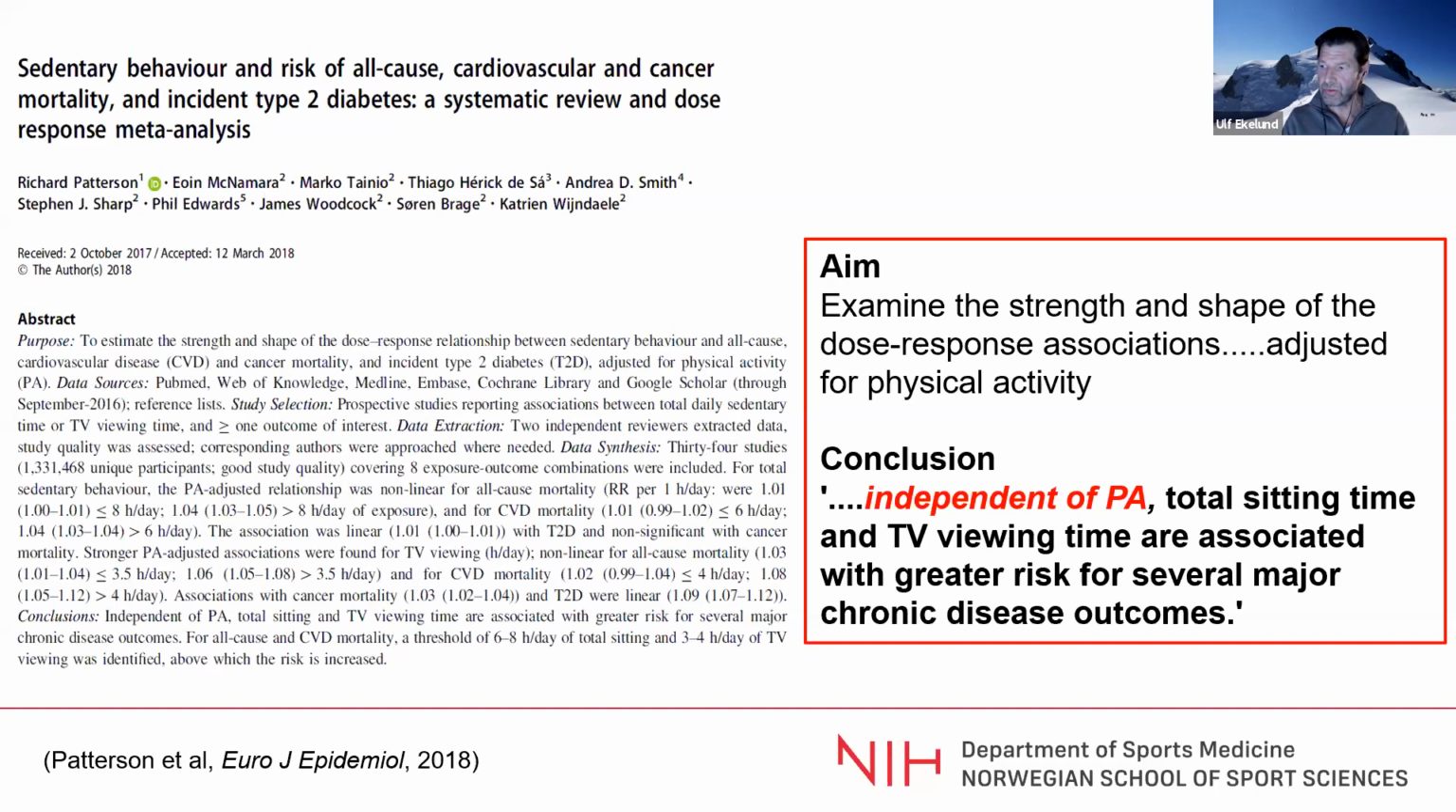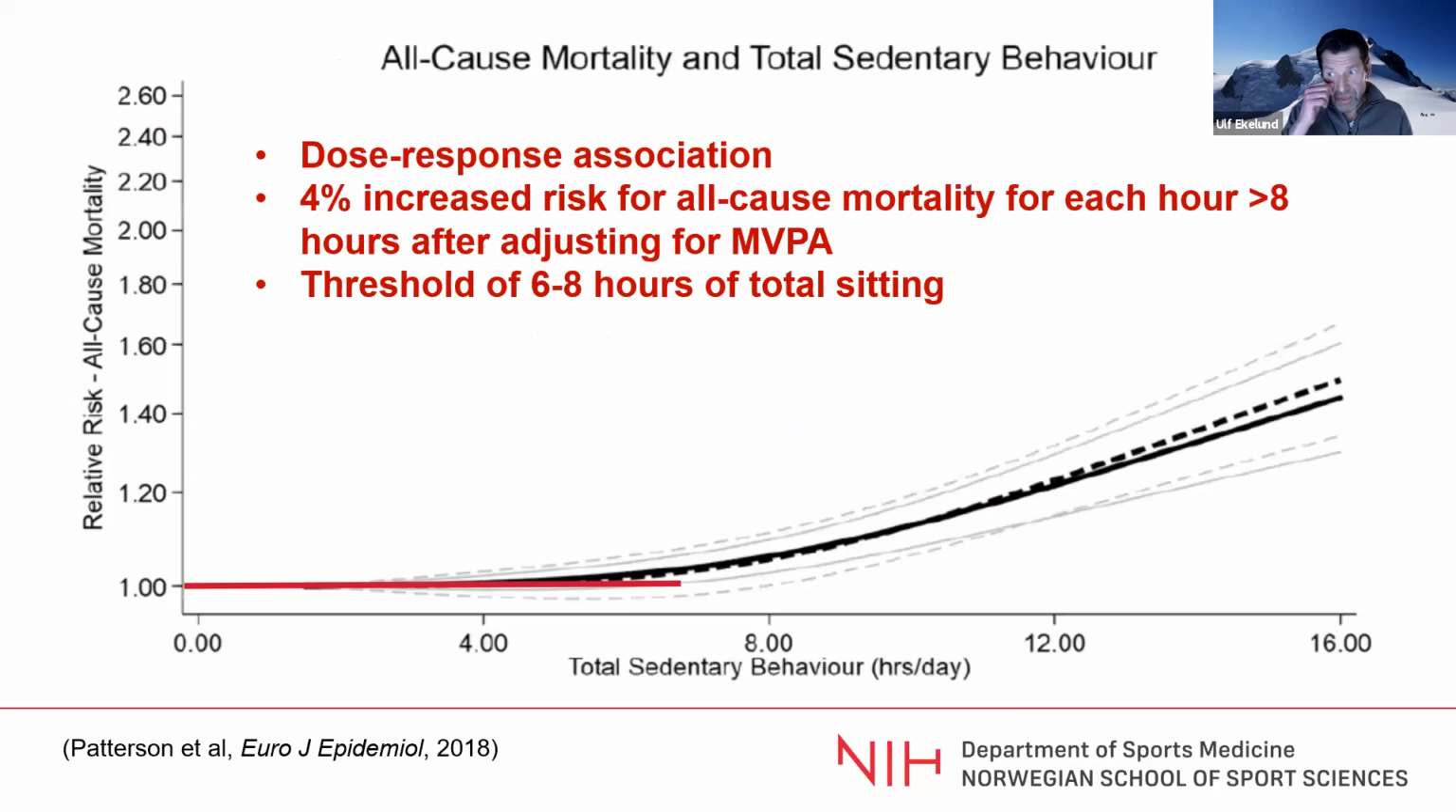Basically, to summarize, the conclusion from this systematic review was that, independent of physical activity, total sitting time and TV viewing time are associated with greater risk for several major chronic disease outcomes. They also estimated the dose-response association, and they observed a 4% increase in all-cause mortality for each hour spent sitting above 8 hours. And this was after statistically controlling for moderate and vigorous intensity physical activity, suggesting that sedentary behavior is associated with all-cause mortality independent of physical activity. They defined a threshold of about 6 to 8 hours for total sitting time, and above that threshold, the risk of death increased, not exponentially, but curvilinearly.